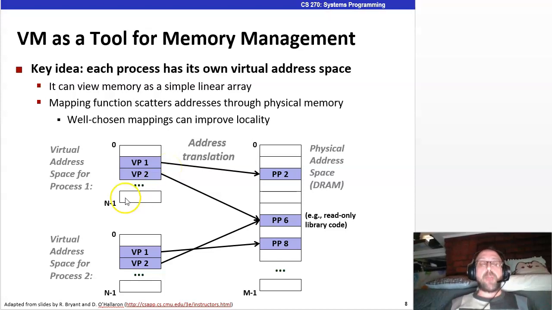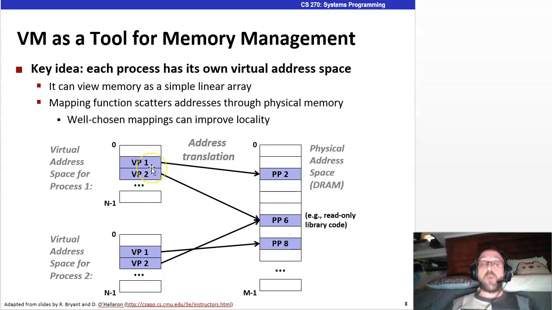So, for example, that might be in this process, process one, a bunch of pages. We'll talk more about what pages are in a minute. With virtual page one here mapping into physical page two. In this other process, virtual page one instead maps to physical page 8.